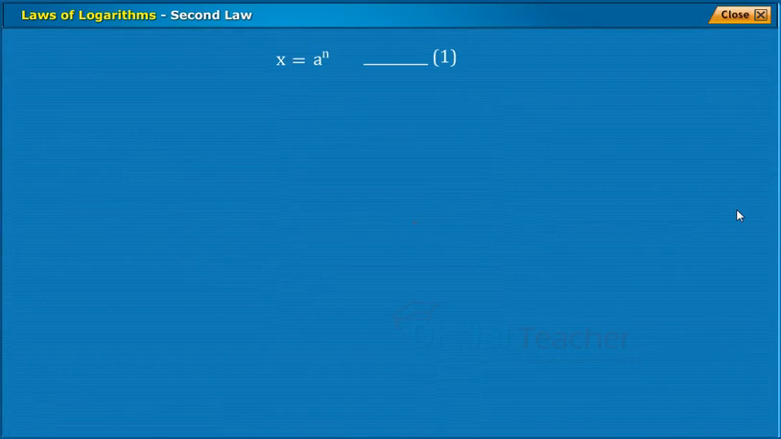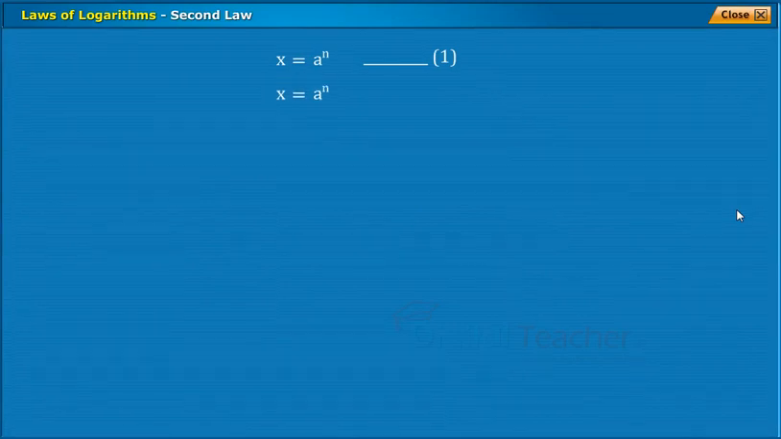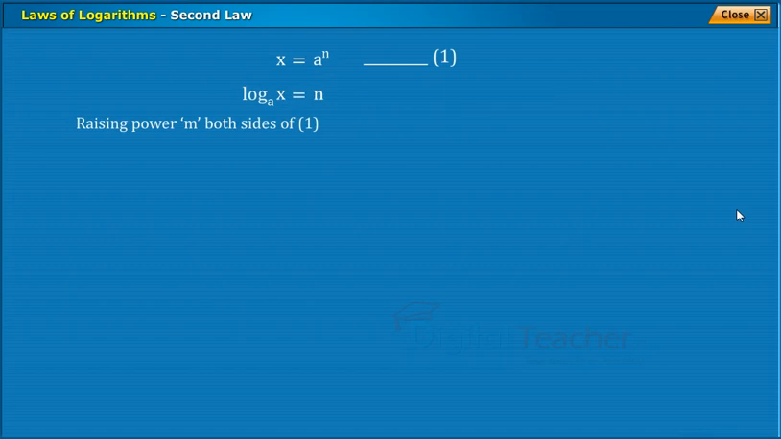Second law. Consider x is equal to a power n as equation 1. Its equivalent logarithmic form is log x to the base a is equal to n. If we raise both sides of equation 1 to the power m, the obtained expression is as shown. Applying the laws of exponents on this expression, we get another expression as shown on the screen.